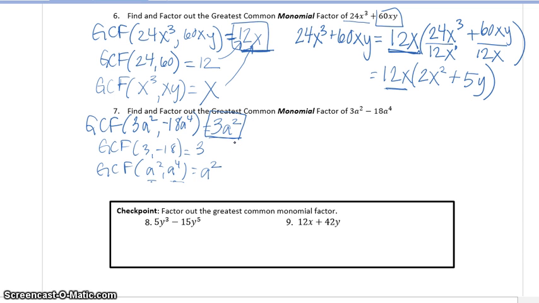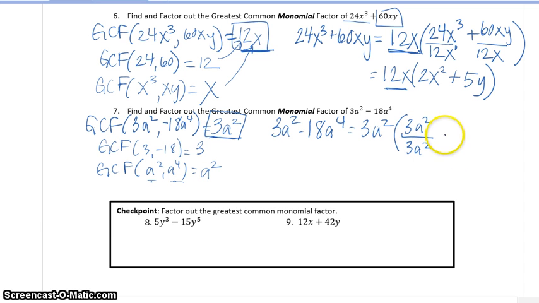So next we are going to factor this out of the polynomial. So 3a squared minus 18a to the fourth is going to be equal to, we factor out our greatest common factor, 3a squared, and we are going to divide that out of each of our terms. So we have 3a squared over 3a squared minus 18a to the fourth over 3a squared. So we want to reduce this, which gives us 3a squared on the outside times 3a squared over 3a squared. That is going to simplify to 1. So here we are going to leave a 1. When it simplifies, it doesn't disappear, it simplifies to 1.